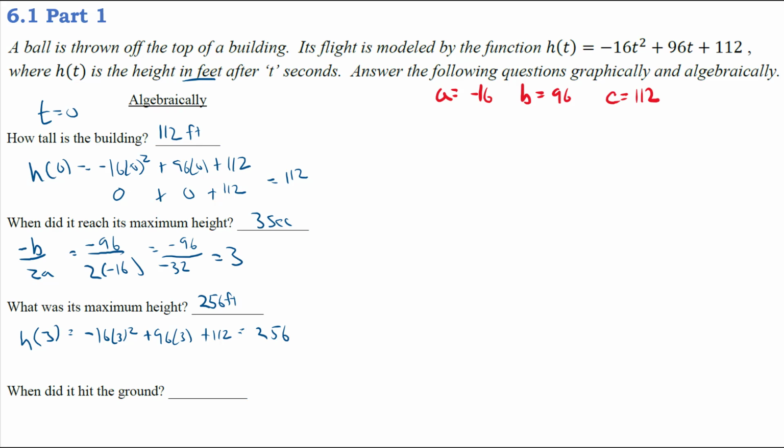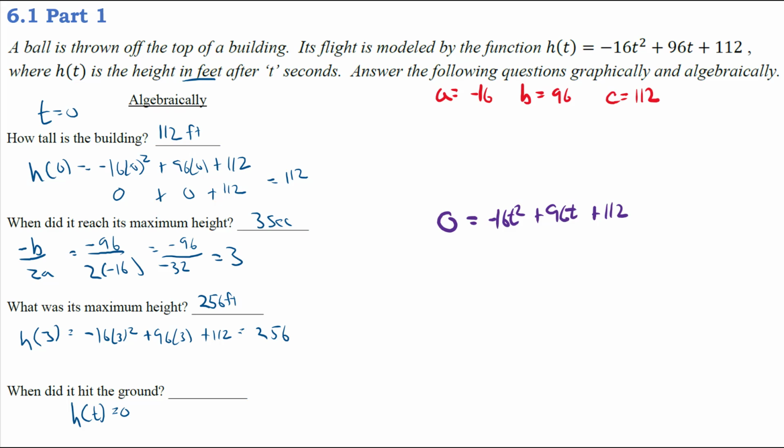Okay, so this is maximum height. And when did it hit the ground? So on this one, we want h of t to equal 0. And to do that, let's go ahead and write this over here. We're going to say 0 equals negative 16 t squared plus 96 t plus 112. And we want to find our values of t.